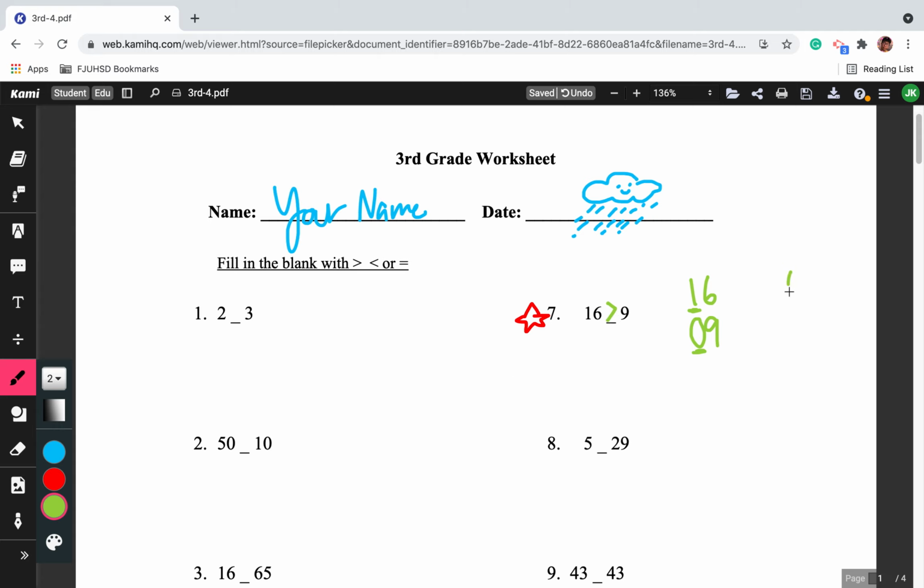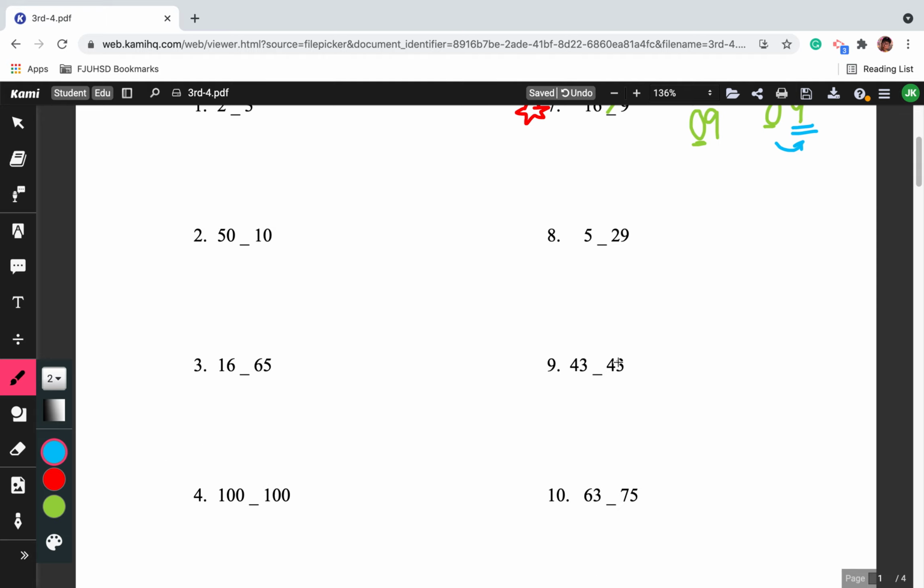If they're the same, for example, 6 and 9, we'll look at the second digit. We skip if the digits at the front are equal. So this is going to be less than, because 6 is smaller than 9. Okay.